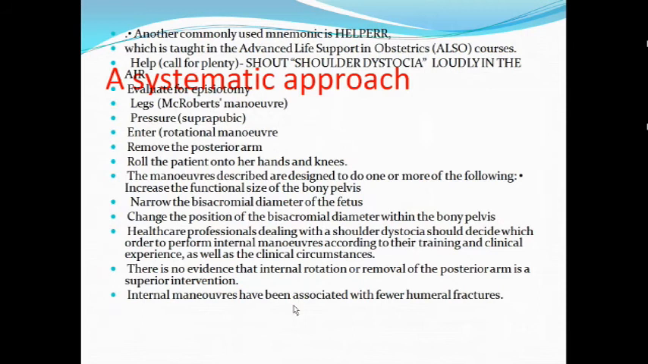So roll the patient, and the last one, when you are not able to do this, roll the patient to her hands and knees position. In that position, the AP diameter sometimes increases and you can deliver the baby.